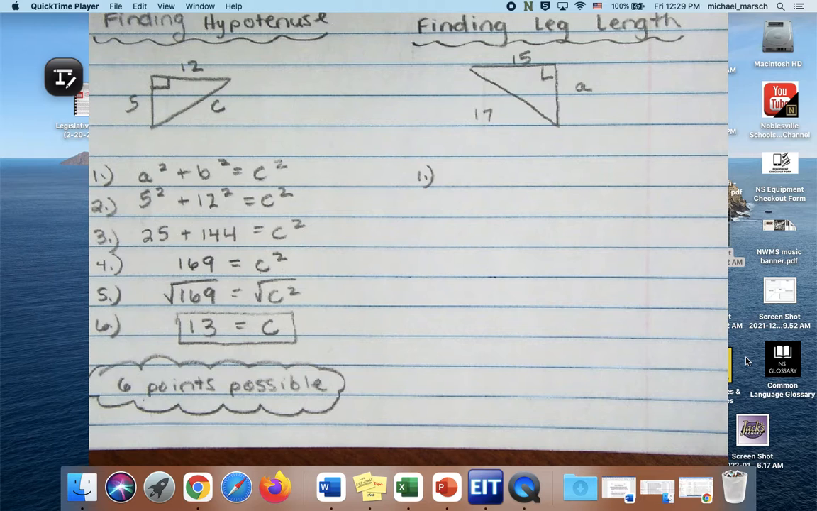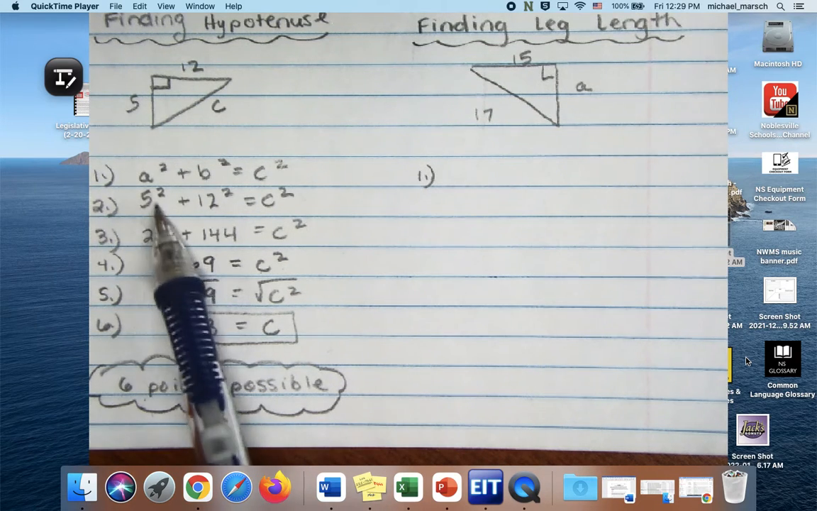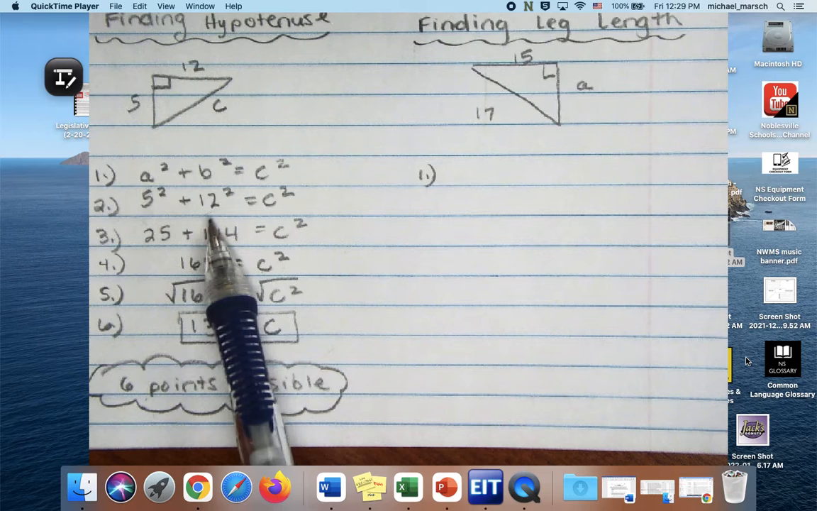Okay, here we go with our steps. Also, one more thing that I'm going to tell you guys a little different from the video yesterday. When you're doing Pythagorean theorem to find a leg length, it's very clear that it doesn't matter what you choose for your A or your B, right? This could have been written 12 squared plus 5 squared, okay?